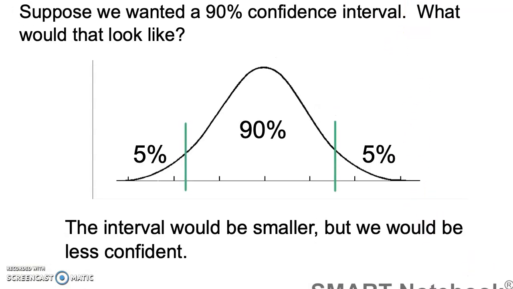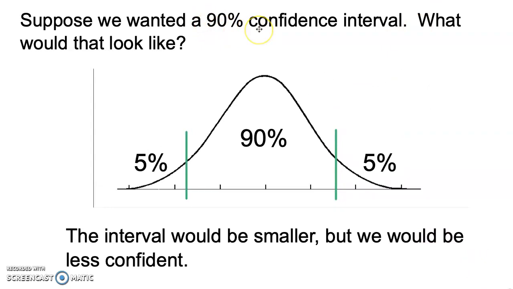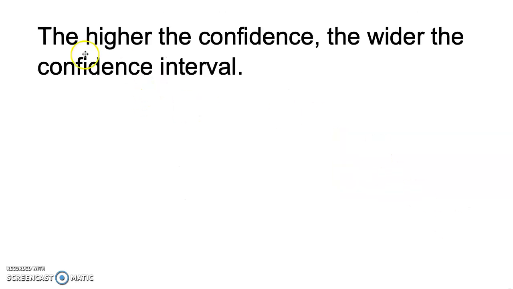Now, what if we wanted a 90% confidence interval instead of a 95% interval? What would that look like? Well, if we only need to be 90% confident in a normal distribution, that means we have 10% left on the outside that we don't necessarily worry about. So our interval is going to be smaller. We would be less confident. We'd have a tighter interval, but we would be less confident that we actually captured the true value of our parameter. And so in general, the higher the confidence, the wider the interval.